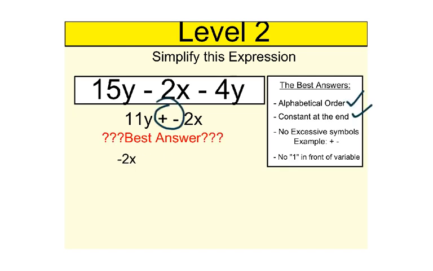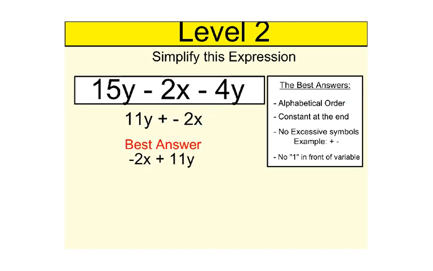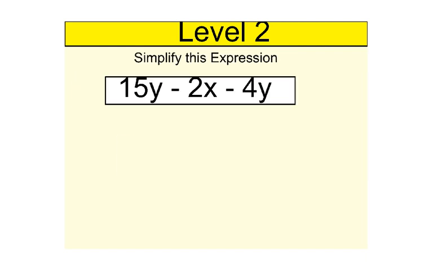Sorry. We wrote this in the front of the problem. So that part of the problem is done. I don't have that excessive signs. Now I'm going to bring my 11y down at the end. When I do that, it's a positive 11y, so I'm going to put plus 11y. Okay, and this is what it will look like. Negative 2x plus 11y. It says no 1 in front of the variable, and I do not have a variable that has a 1 for a constant. Okay, best answer.